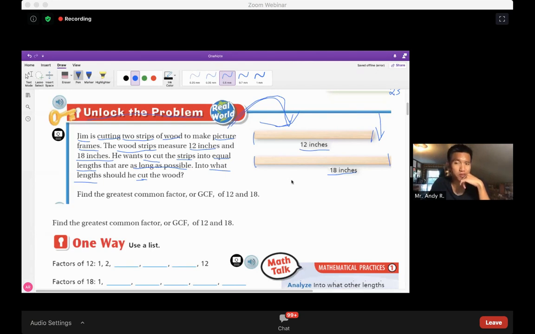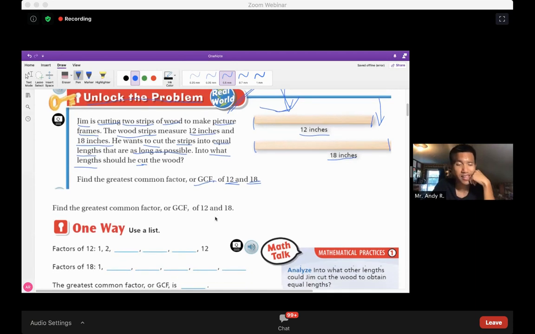Okay, so now we use the greatest common factor. So we're going to find the GCF of 12 and 18. This is how we are going to find a common number that will be able to divide both of these numbers and provide equal lengths without anything left over, like a remainder. When you divide and you have a remainder, that's what we don't want. So what's the greatest common factor of 12 and 18?